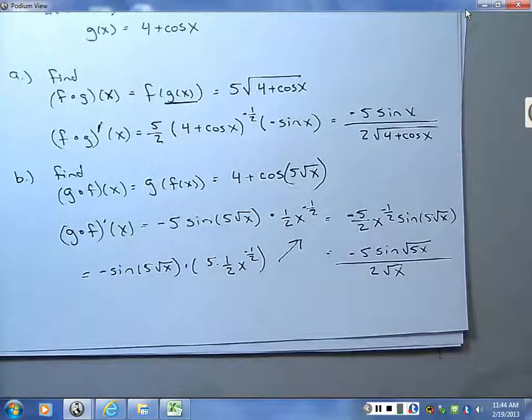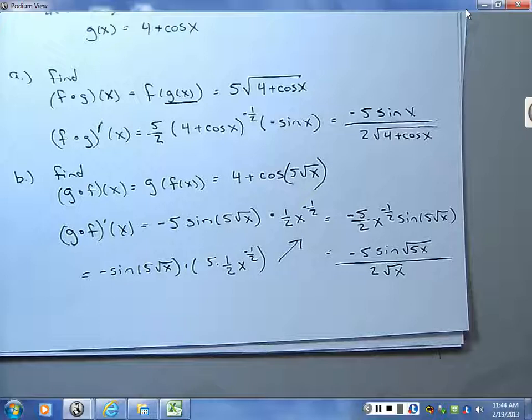Of course, it can be written multiple different ways. So I can pull out the minus 5 over 2, bring down the x to the minus 1/2. How did the 5 get in the square root? This 5's always been in the square root. It was 5 times square root of x to begin with, right?